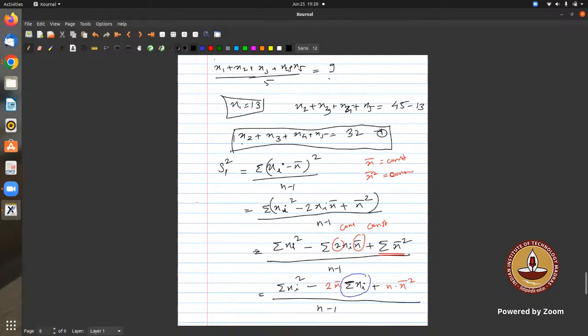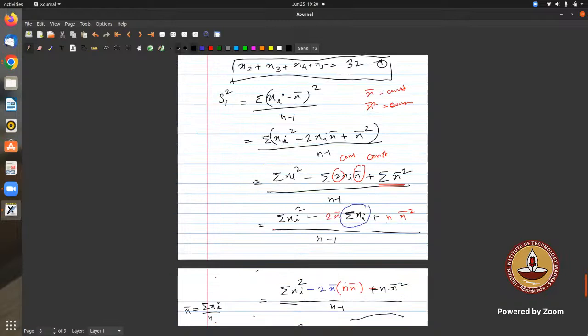You have to use these two equations and try to find the answer. Fine? Yes, sir. Okay, just try and find it out. I think I have given a sufficient clue to find the answer. So let's move on to the next question.